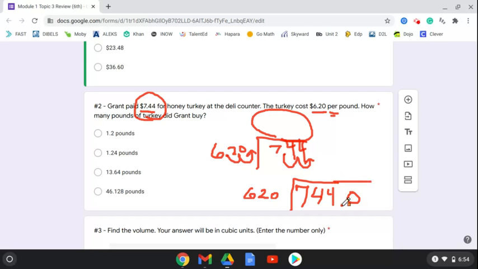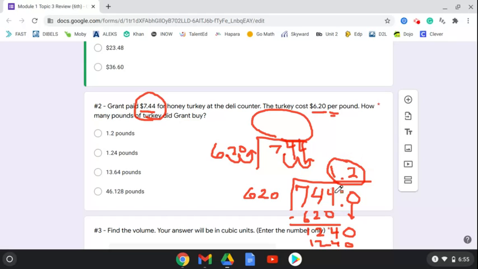Okay, so the decimal on 744 is right there after the 4, and then of course there's a placeholder 0. And so this decimal comes directly up into your quotient, into your answer. 620 goes into 744 one time, and so I put the 1 directly above the second 4 on 744. 1 times 620 is 620. I would subtract and get 124. And of course, bring down the 0, and 620 goes into 1240 exactly 2 times. Okay, so your remainder would be 0, and this would be the number of pounds that Grant bought.